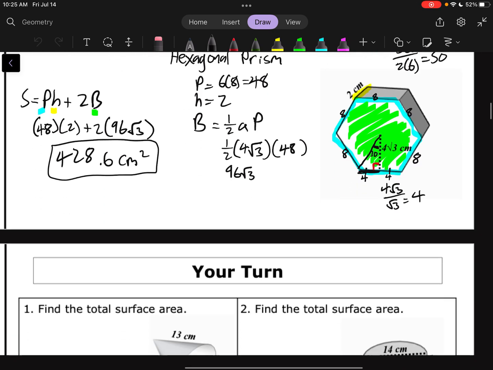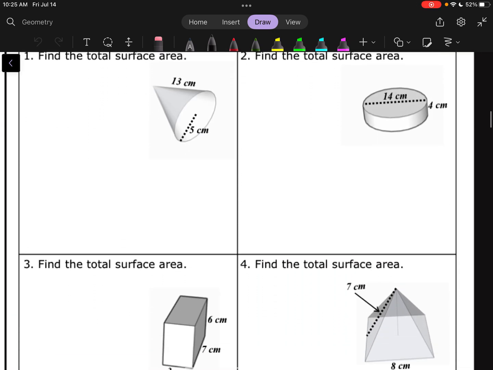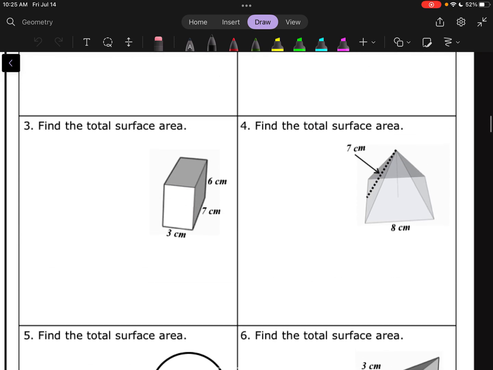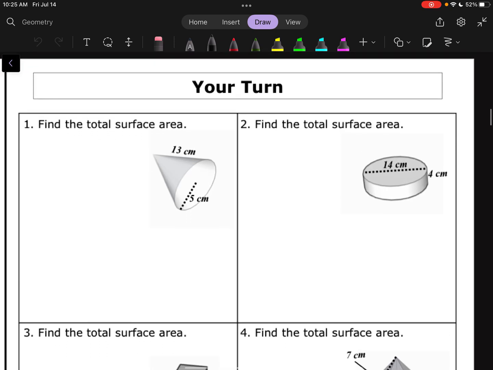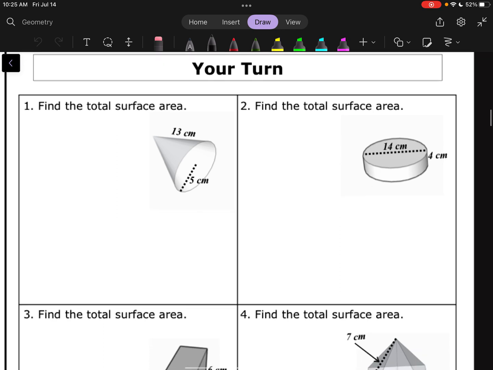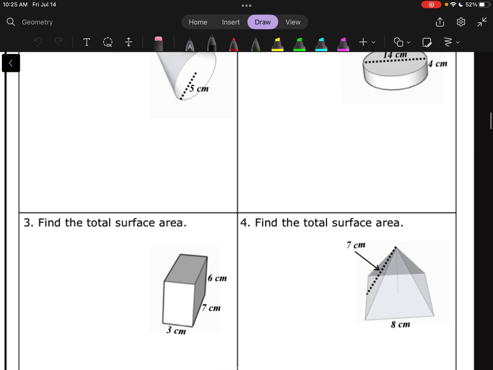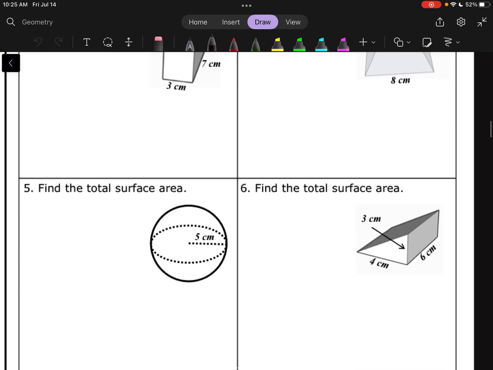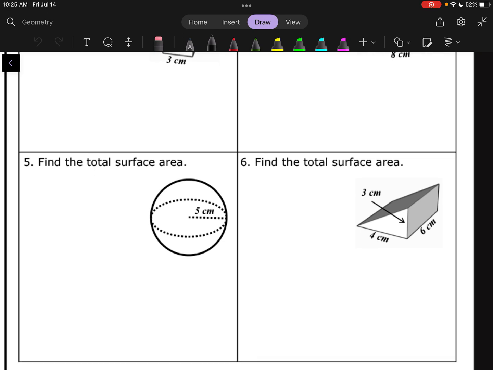Okay, so it is your turn to shine here. You've got 6 examples, 6 surface areas to try to find. Give those a shot and then come on back when you're ready to check to see how you all did. I will warn you that the very last one you do have to do the Pythagorean theorem on.